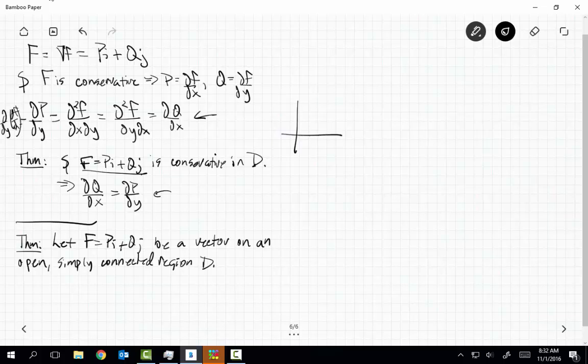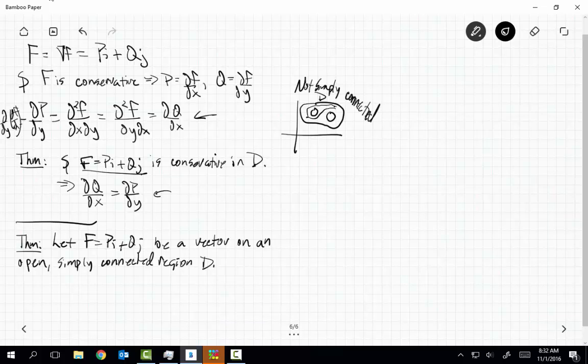Simply connected means this. Here's my D. We know it's connected if for any two points there's a path that exists between them. However, what if I punched a couple of holes in this? If I had a point here and a point here, I could still get there by a path. In fact, I could get there by an uncountably infinite number of paths. But this is not simply connected. In other words, we don't want any holes punched in our region D. Does that make sense? So it can't have any holes, otherwise this theorem falls through.